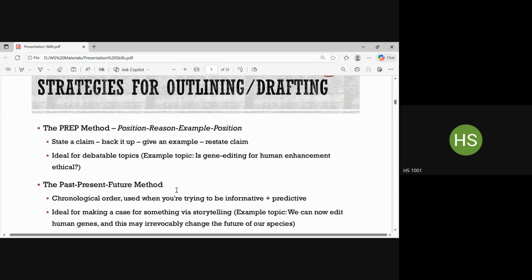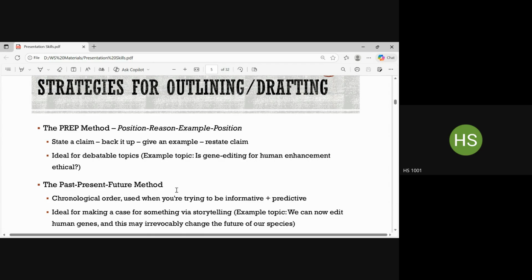There are some strategies that we can use in order to outline or draft our script, our content. Some of these strategies are the PREP method, the position, reason, example, position method, which we just discussed. The past, present, future method, which is ideal for those kinds of topics which require you to present a great deal of information. Historical information, for instance. Business information, for instance, that go across a period of time.